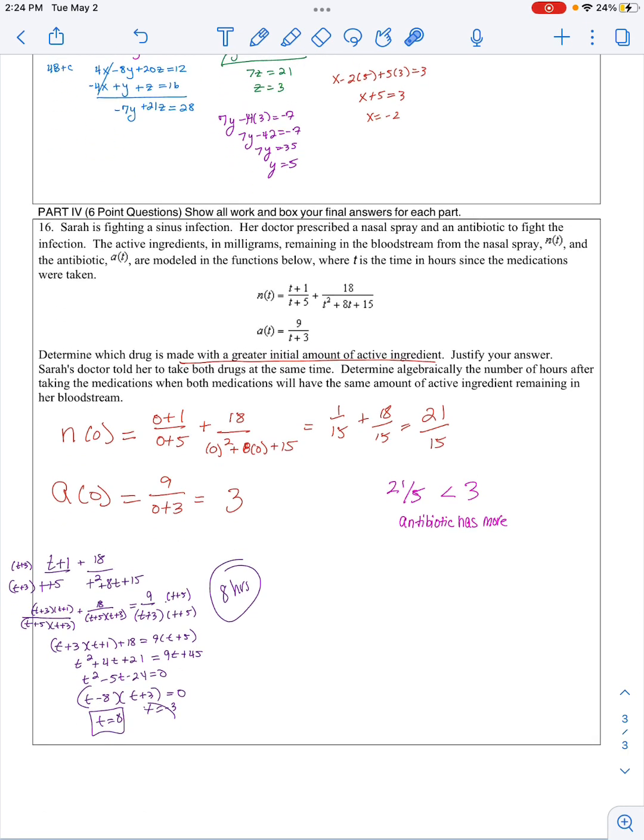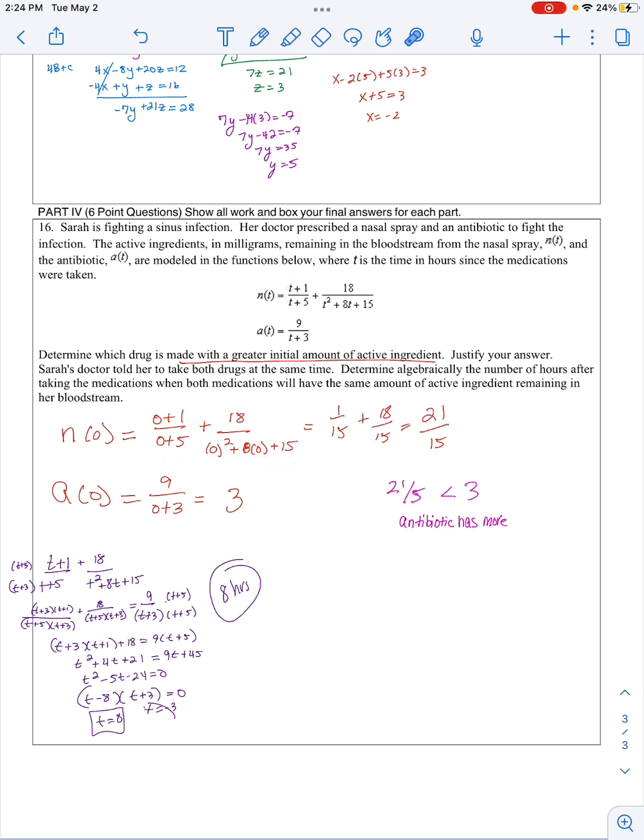Sarah's fighting a sinus infection. She gets a nasal spray and antibiotic to fight off the infection. Here are the active ingredients. It can be modeled off of these two equations. Determine which drug is made with a greater initial amount of active ingredient. Justify your answer. So we want to know when t is equal to 0, okay, that's going to equal our initial value.